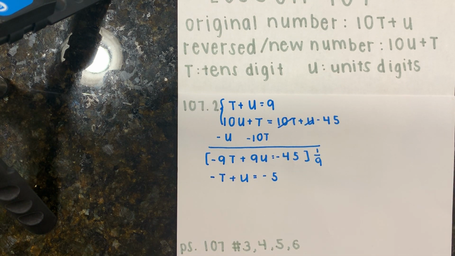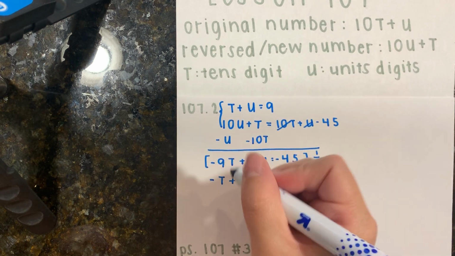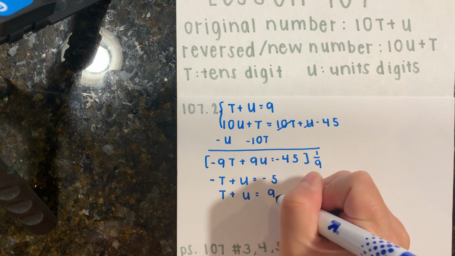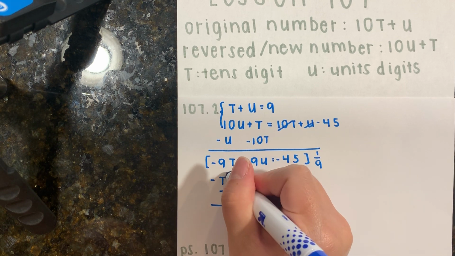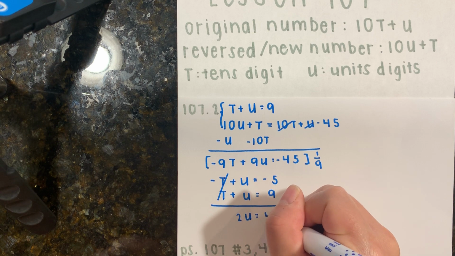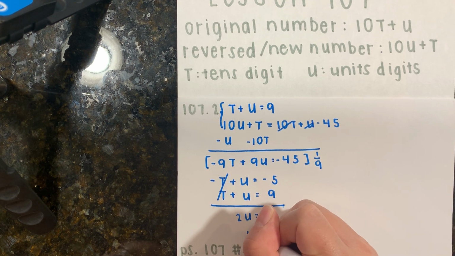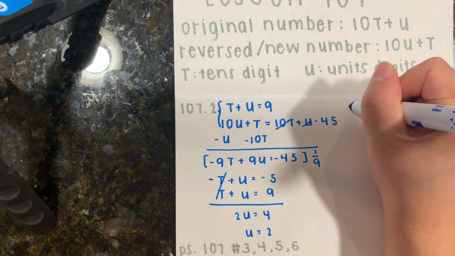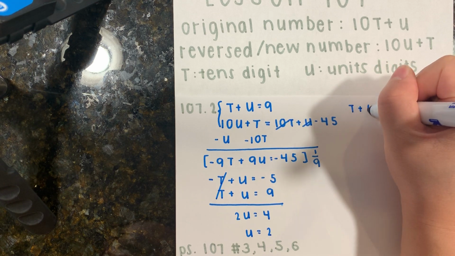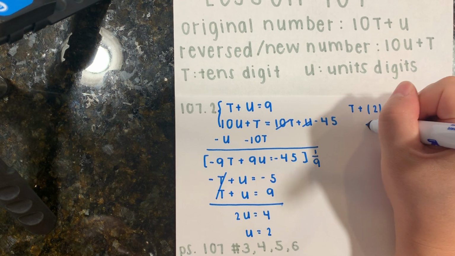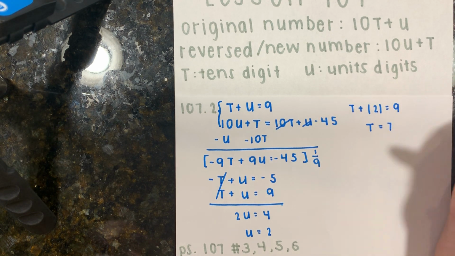And now I can easily do elimination with my original equation of t plus u is equal to 9. Notice that the t's now cancel, and you get 2u is equal to 4. So my u is going to be equal to 2. Now it says, now I need to solve for what t is equal to. So I have t plus 2 equals 9. Well, that means t is going to be equal to 7.